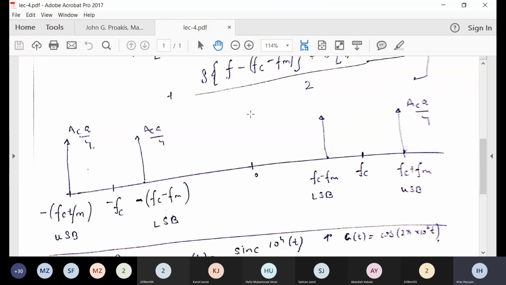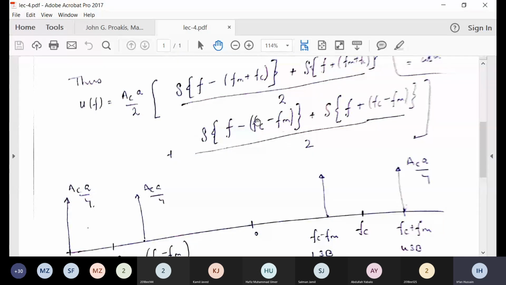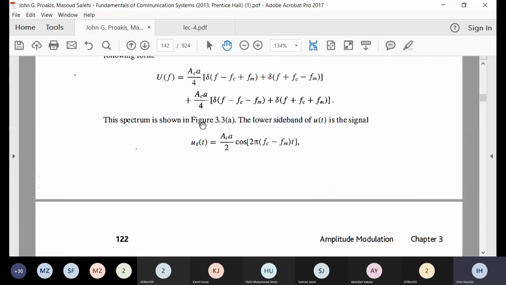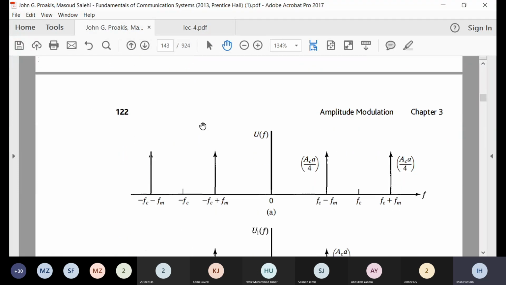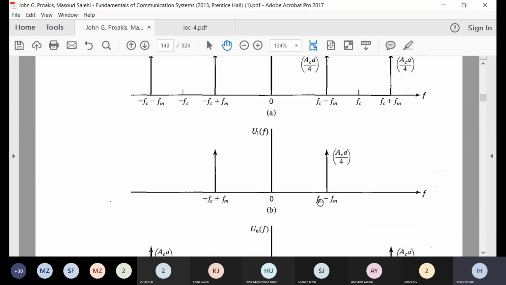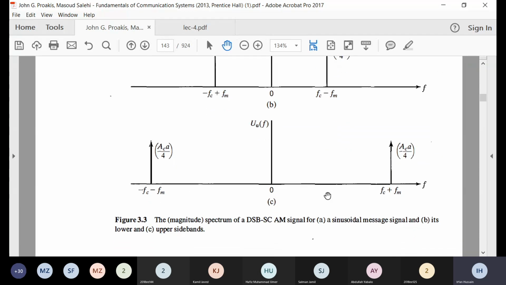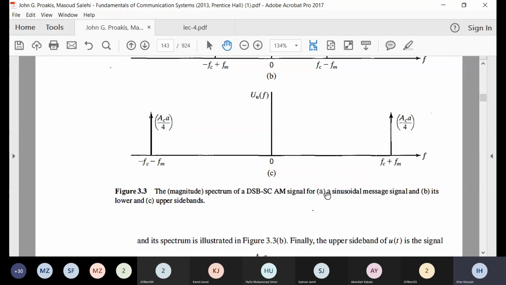In my notes, this will be the upper sideband, while this will be the lower sideband. These two are lower and these two are upper. Their amplitudes are the same: Ac A over 2 into 2, so Ac A over 4. You can see it. Just take these two frequencies lower than fc, and this will be the lower sideband. Take those two impulses which are greater than fc, and this will be the upper sideband.